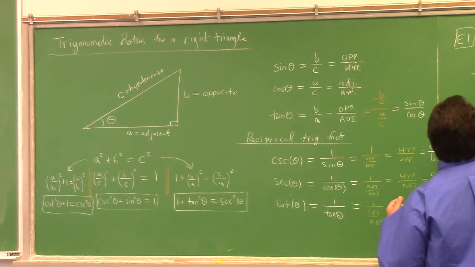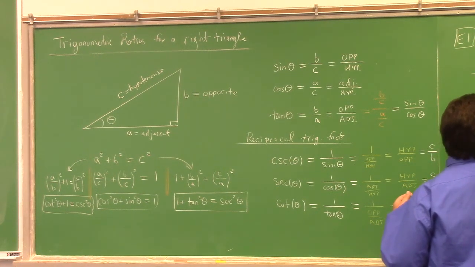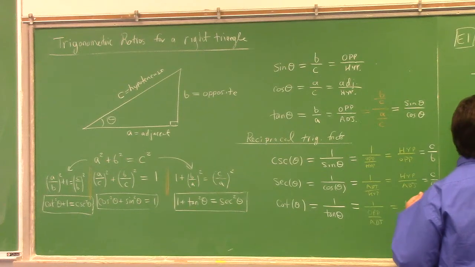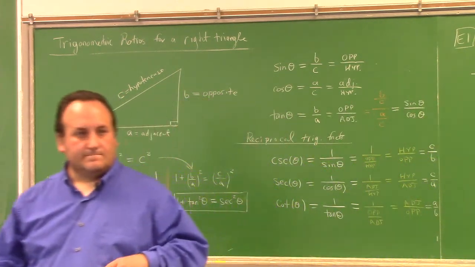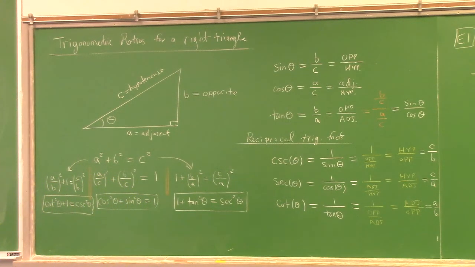Let's see, here's theta. Suppose this is 3, suppose this is 4. Find the trigonometric ratios. Find sine, cosine, tangent, cotangent, cosecant, and the rest. Find them all.